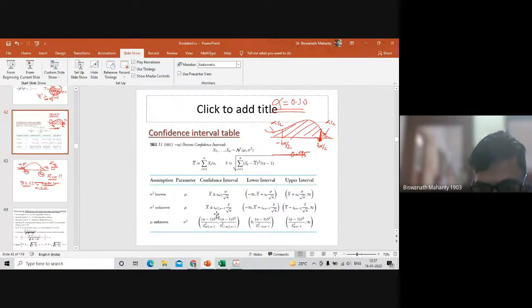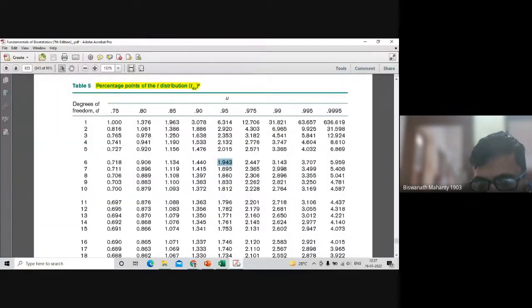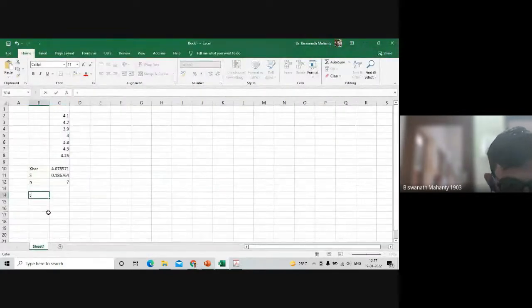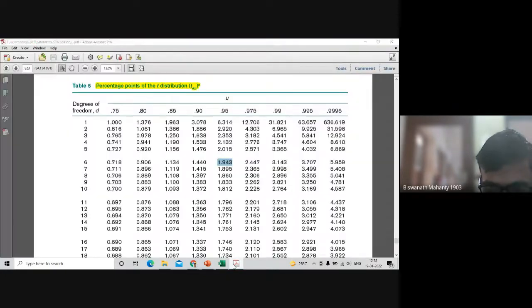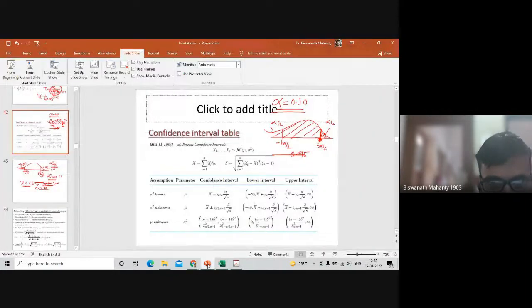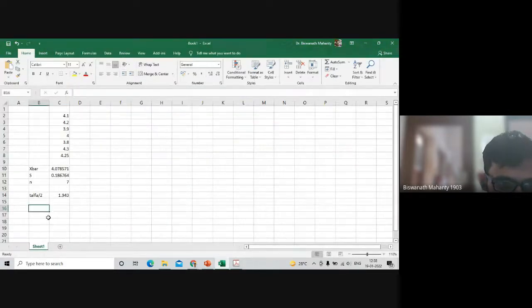Now, according to my formula, what is the formula? X bar plus minus T alpha by 2. T alpha by 2 value I already know, 1.943. I will note down that. Now everything I know. So my formula will be T alpha by 2 into S by root n. So limit I'm writing, plus minus limit.